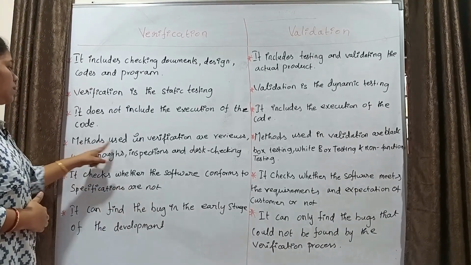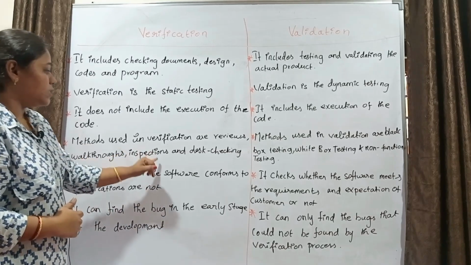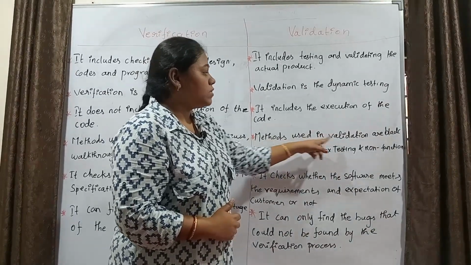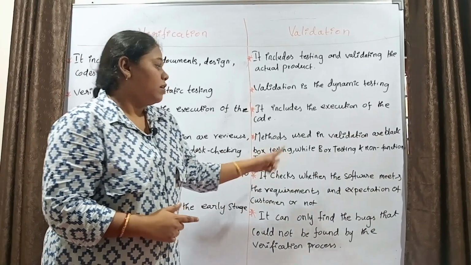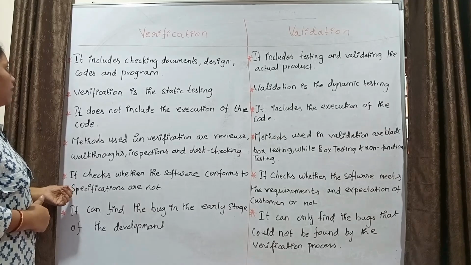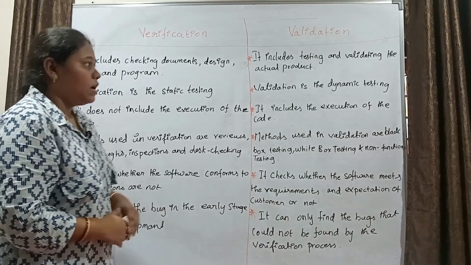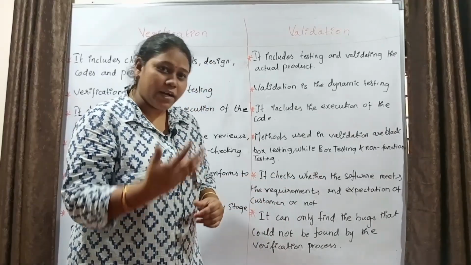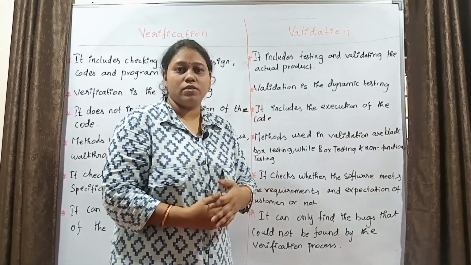The methods used in verification are reviews, walkthrough, inspection and test checking. And the methods used in validation are black box testing, white box testing and non-functional testing. This comes under validation. Verification checks whether the software conforms to specification or not. Validation checks whether the software meets the requirements and expectations of the customer or not. What the customer is expecting, have we met those requirements or not.